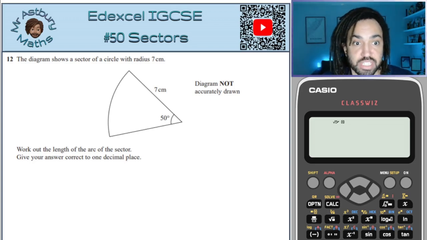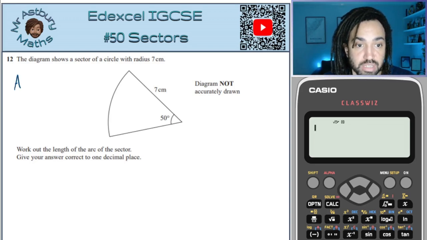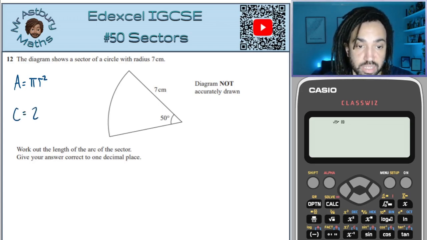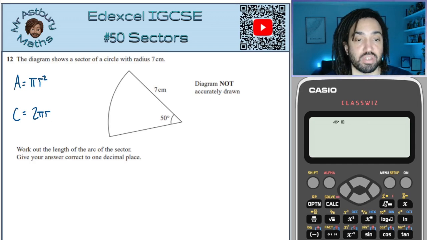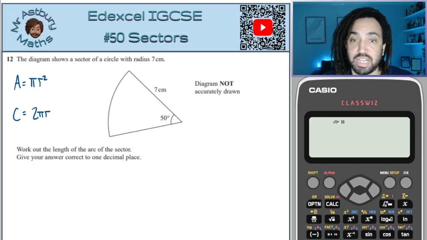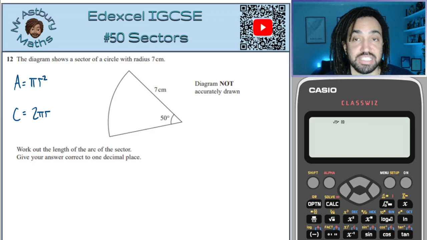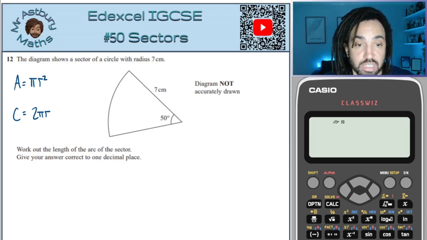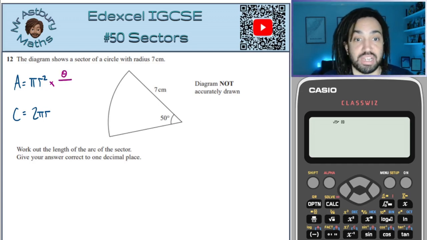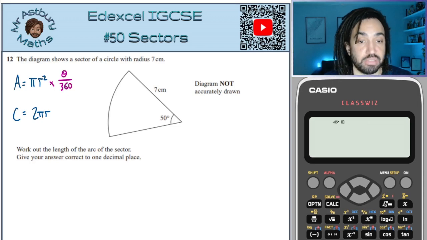Okay, sectors. Essentially, all we need to know for sectors is the area of a circle is pi r squared, and the circumference of a circle is 2 pi r. Now, if you are trying to work out the area of a sector, then it is a fraction of the circle. And the fraction depends on how much angle we have, in this case 50, but more generally we call it theta, out of all the angles you have in the circle, which is 360.